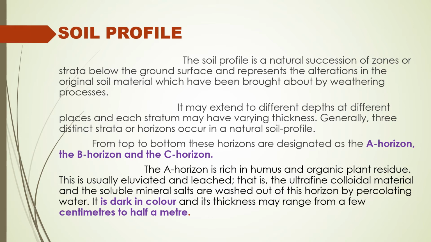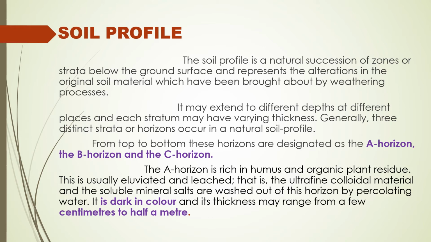The soil profile is a natural succession of zones or strata below the ground surface and represents the alterations in the original soil material which have been brought about by weathering process. It may extend to different depths at different places, and each stratum may have varying thickness. Generally, three distinct strata or horizons occur in a natural soil profile. From top to bottom, these horizons are designated as A horizon, B horizon, and C horizon.